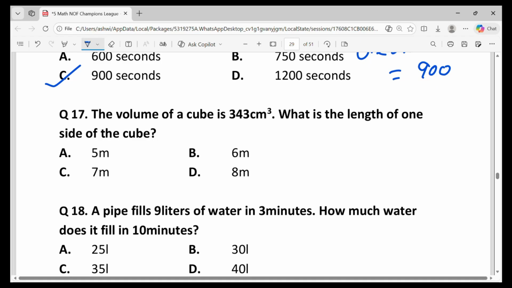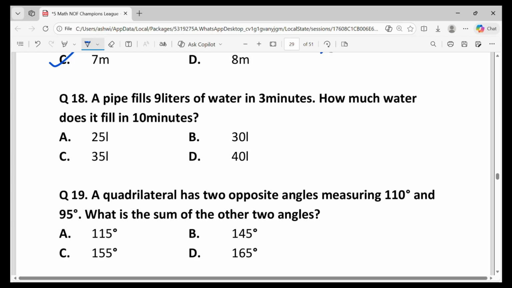Question 17. The volume of a cube is 343 centimeter cube. What is the length of one side of the cube? The volume V of a cube with side length A is V is equal to A cube. Substituting the values, A cube is equal to 343, A is equal to 7. That is option C.